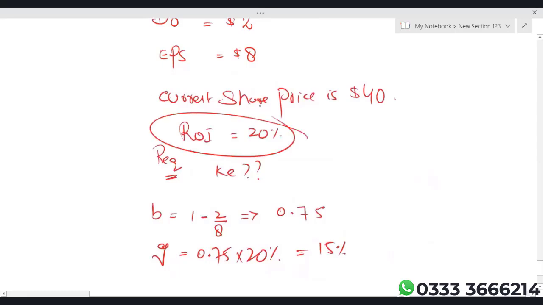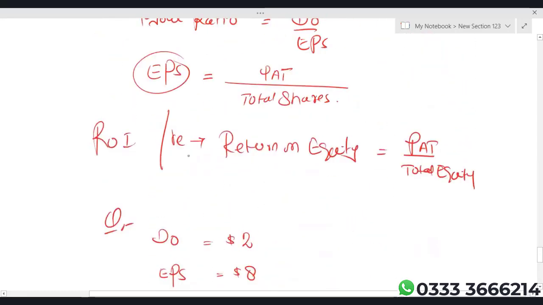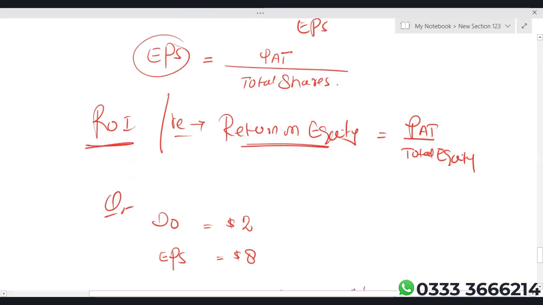Return on investment. I think I mentioned something here. RE is return on equity, and there's a possibility the examiner can use another term for return on equity, that is return on investment.